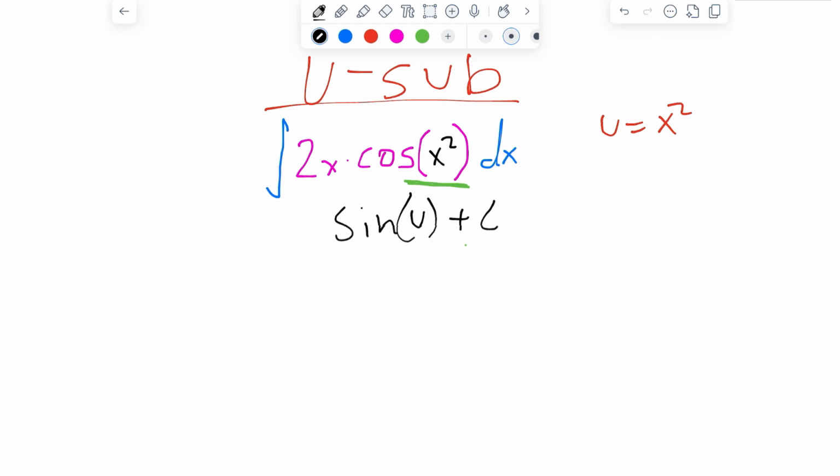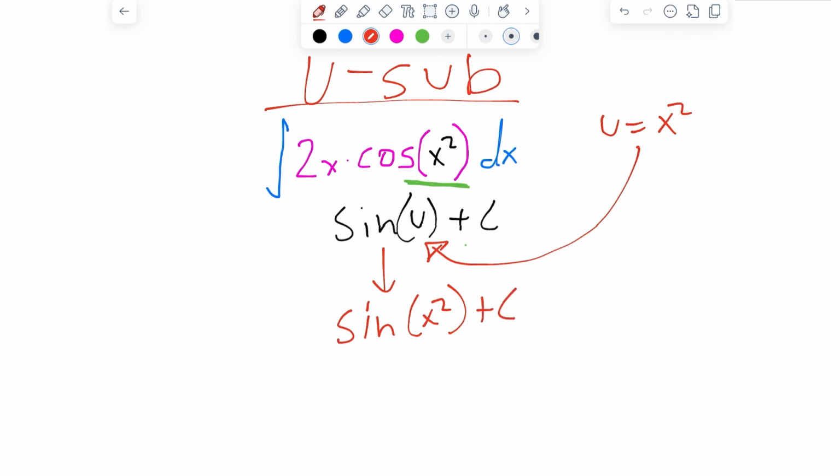Okay, so I have sine u plus c over here because we're not finished yet. We have to substitute x squared back in for u to actually complete and solve the problem. So what do we get after this? We get sine of x squared plus c, and that is your final answer. Now you have what you need to ace the exam, but there's still more we have to talk about today.